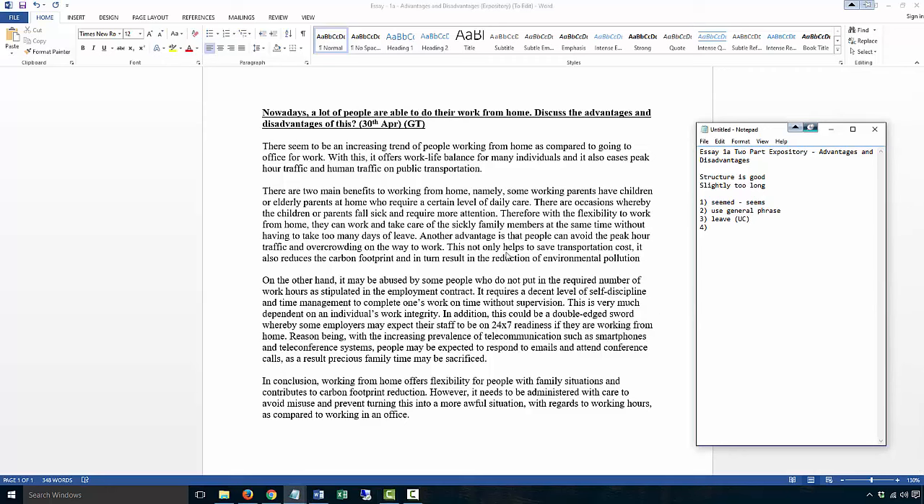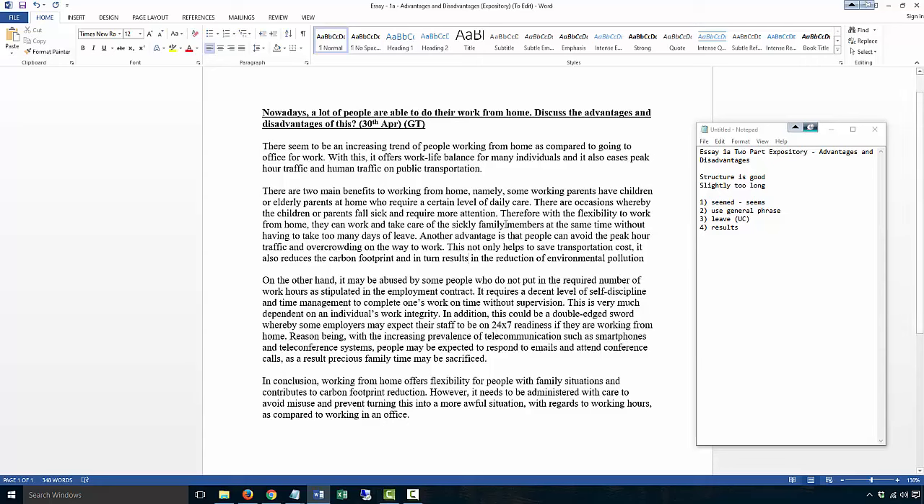Another advantage is that people can avoid the peak hour traffic and overcrowding on the way to work. This not only helps to save transportation costs, it also reduces the carbon footprint, and in turn results. This is the subject. This results. So you have to get your subject-verb agreement. This in turn results in the reduction of environmental pollution.